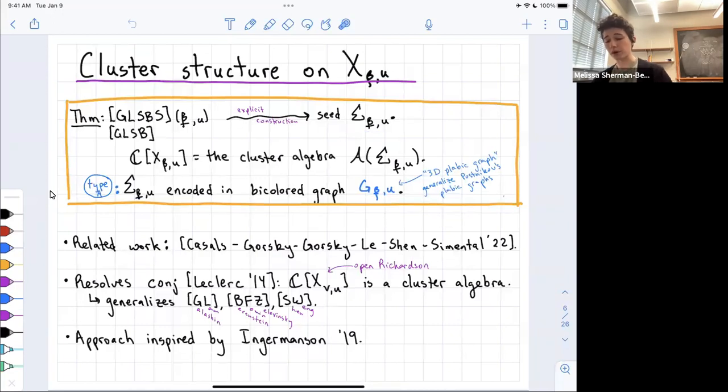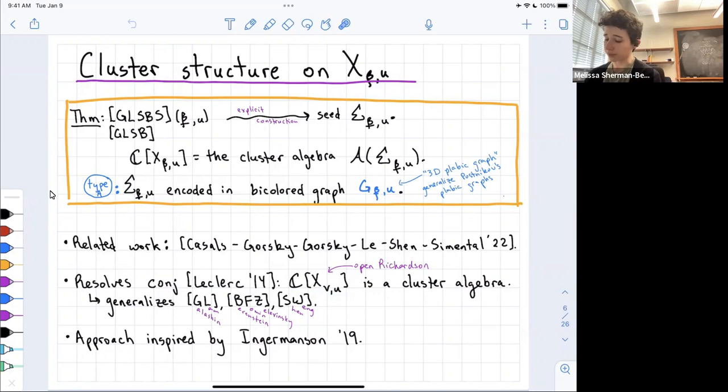Before I continue, let me give you some context. There's related work of Casals, Gorsky, Gorsky, Le, Shen, and Simental. They independently show that this coordinate ring is a cluster algebra. They use very different combinatorics from us. The seeds, this bit of combinatorial input that they produce, are quite different, so it's not clear how the two results are related. This result also resolves a conjecture of Leclerc from 2014. He was just interested in the Richardson case, when beta underline was reduced, and he conjectured that in that situation the coordinate ring is a cluster algebra.